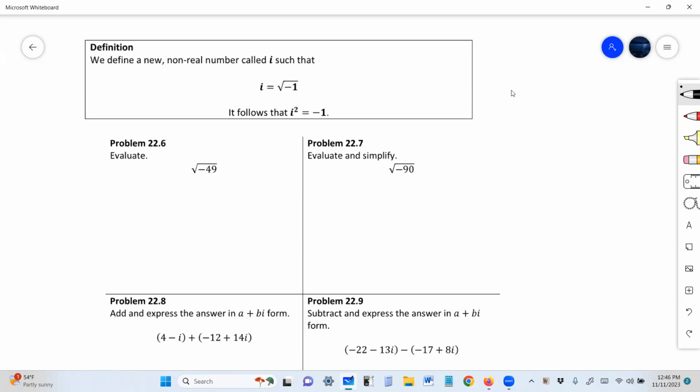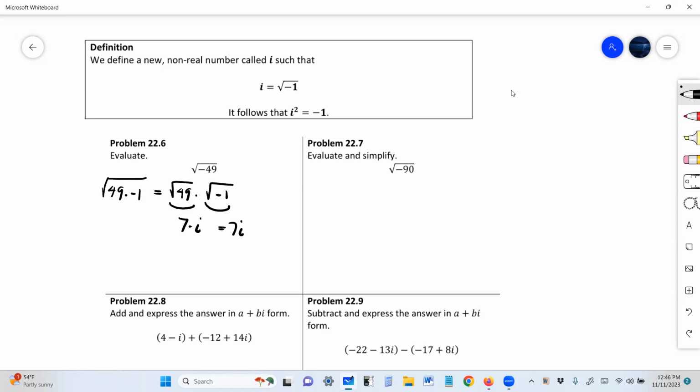All right, so minus 49. We can't do this on the calculator. It's not possible, as I said. So I am going to rewrite it as 49 times minus 1, which I can now do as radical 49 times radical minus 1. This I know to be 7. This I know to be i. So 7i is the answer. Very, very easy.